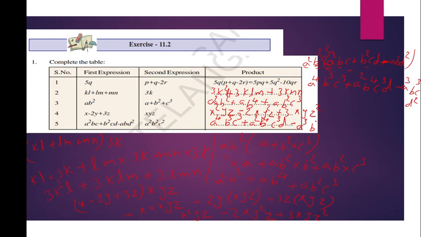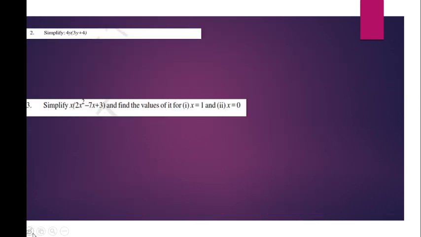Okay. Now look at simplify 4y into 3y plus 4. Now multiply this inside according to distributive law. 4y into 3y plus 4y into 4, which is equal to 4 3s are 12 y square, y into y square, 4 4s are 16 y. So this is the answer.